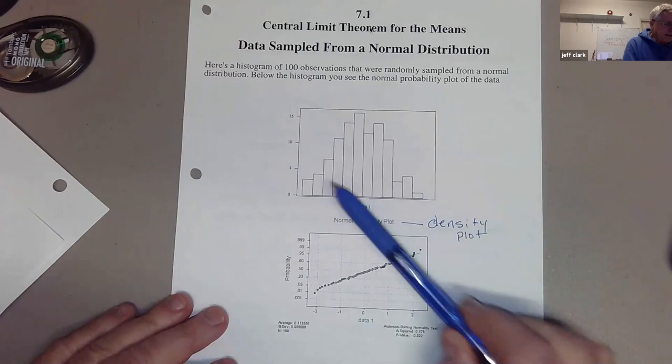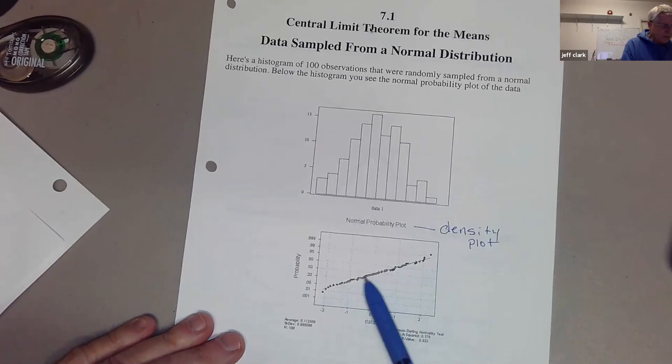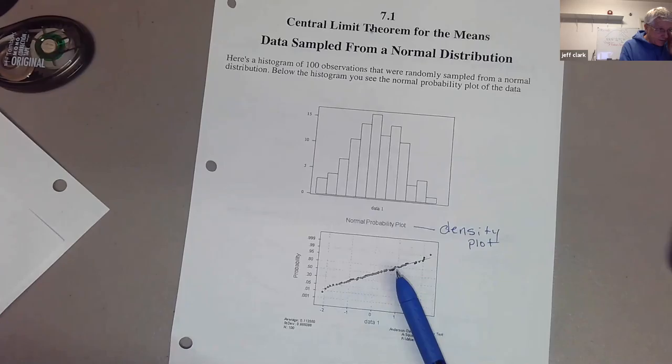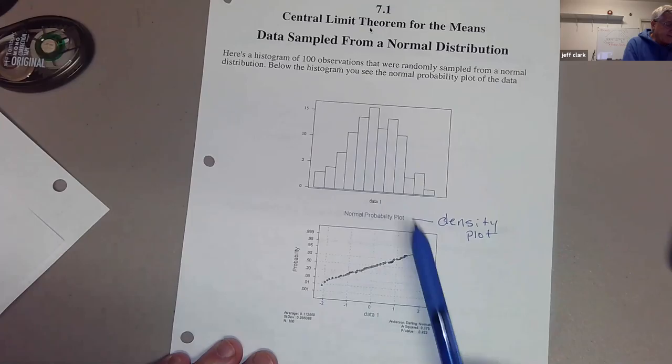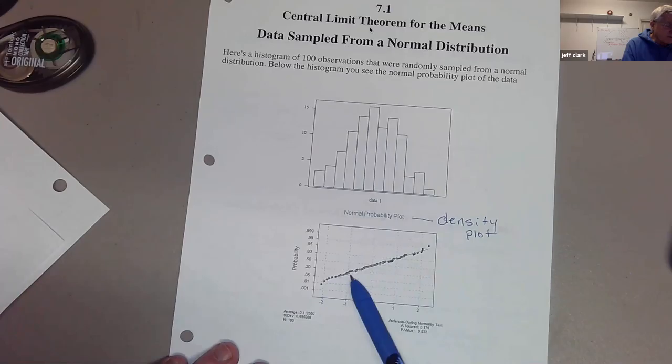It looks somewhat symmetric. So when you look at data displayed this way, which I'm going to show you how to do, it's in your textbook. It's also in a YouTube video on how to do it. It looks like it forms almost a line. See how it's kind of a straight line? The more symmetric, the more straight. If it's not symmetric and it's skewed or it's just all over the place, this won't be a line. That's how you know whether or not it's going to be normal.